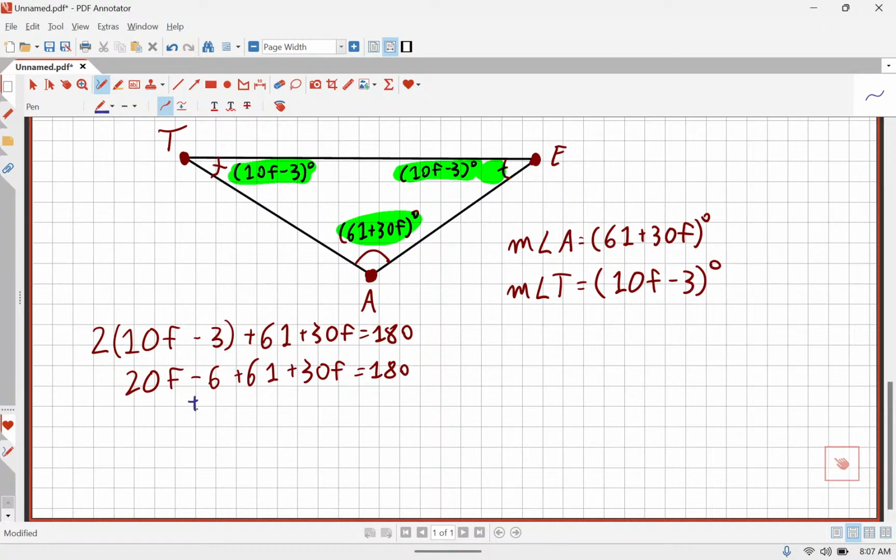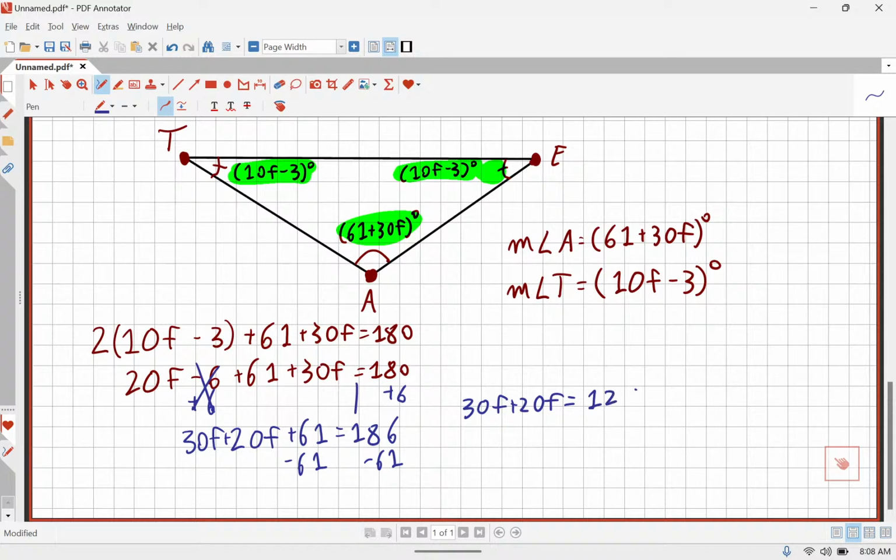So you said you wanted to add 6 to get rid of this. And we're very careful to add that 6 over here to this 180 and not to the 61. That gives me 20f plus 61. And I think you actually rearranged it so that all the f's were over here too. Is that what you said? Yeah, perfect. Now what? That's 186. Yeah. Which means 30f plus 20f equals. Thank you. All right. Now what?